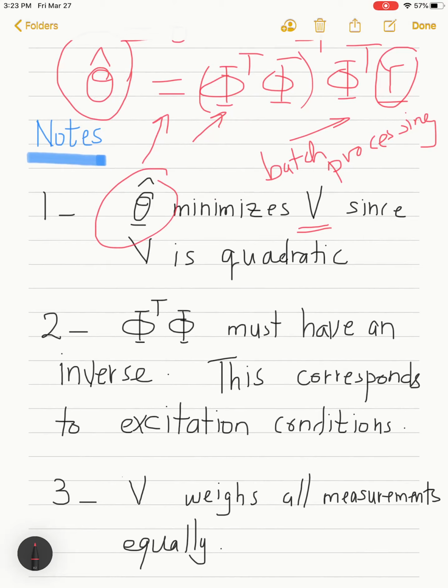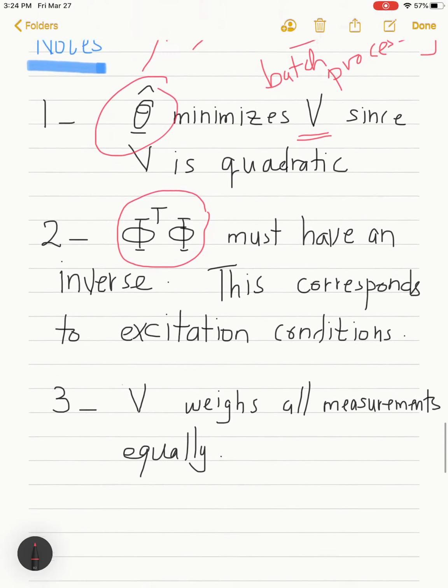In order to calculate the value of theta hat, we require the inverse of the matrix phi transpose phi to exist, and that actually is related to some conditions that we are going to see later on the input. The input has to be exciting to the dynamics of the system, and if that happens, this matrix will be invertible and we can calculate the least square estimate.